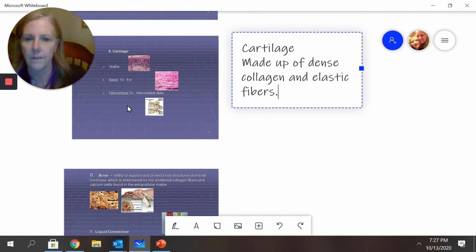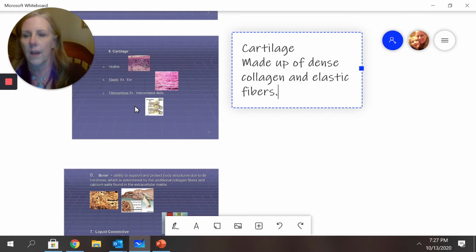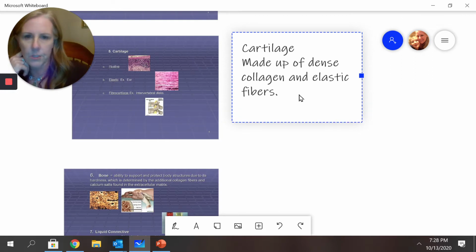The 3rd type is the fibrocartilage. So the fibrocartilage is more dense with collagen fibers, and it's where we find lots of heavy pressure on the skeleton. So the intervertebral discs and the pubis. All right, so on your worksheets, you had to look up the 3 different types of cartilage and tell about that. And so I do want you to know the major differences between the types of cartilage.